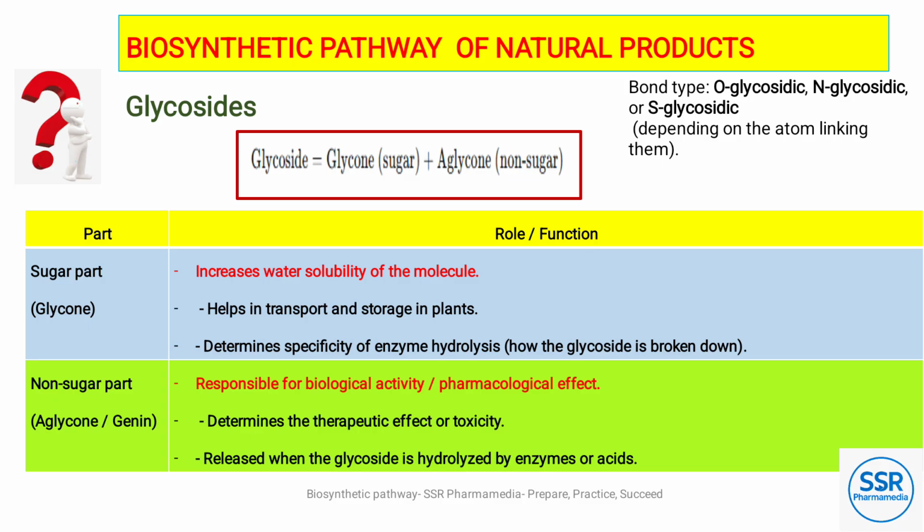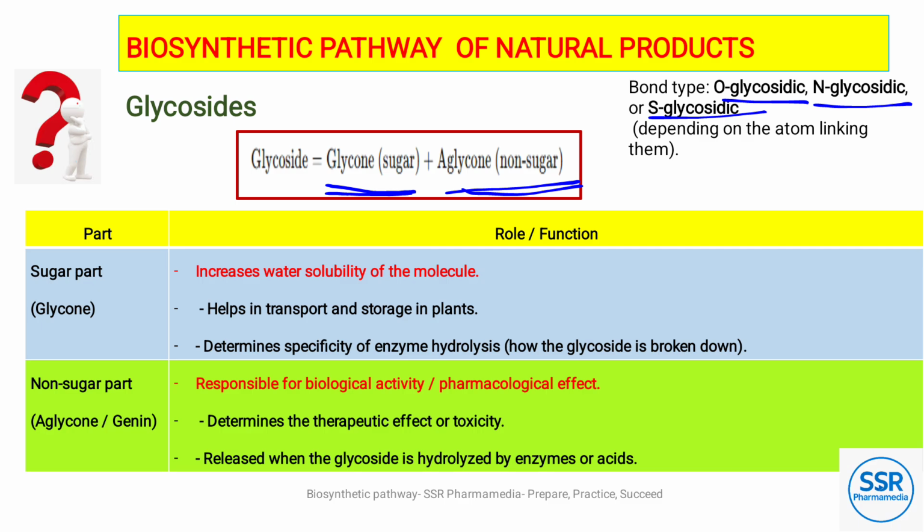What is meant by glycosides? A glycoside is the combination of a glycone part, that means the sugar part, and an aglycone part, which is a non-sugar moiety. The linkage through oxygen is an O-glycosidic linkage, through nitrogen an N-glycosidic linkage, and through sulfur an S-glycosidic linkage, depending on the atom linking them.